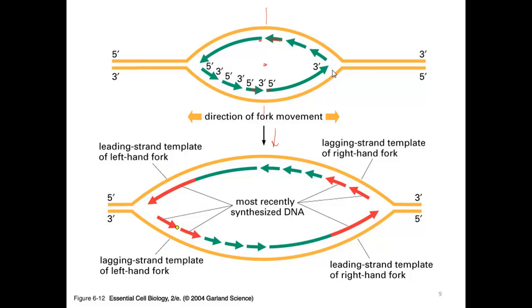At some time later, the forks have moved out, and you can see in red what's been synthesized. So if I were to ask you what is the last piece of DNA that has been synthesized on the lagging strand, you would go to the replication fork, find the first piece that you come to, and then you would go to the end. Here's the end, and by symmetry over here, those are the last pieces of DNA that have been added to the lagging strand.